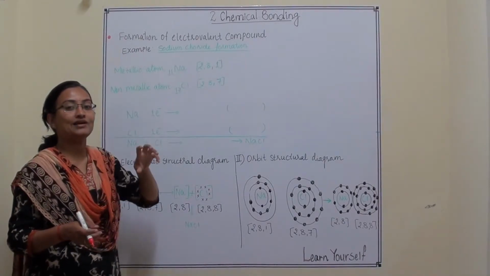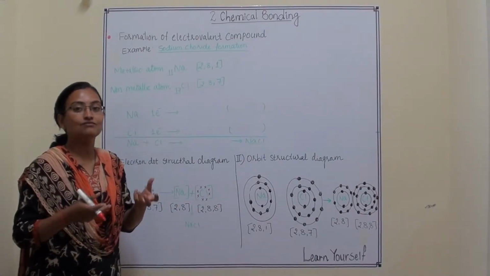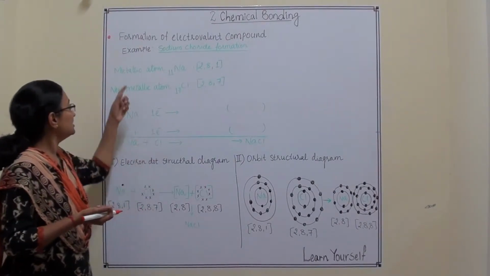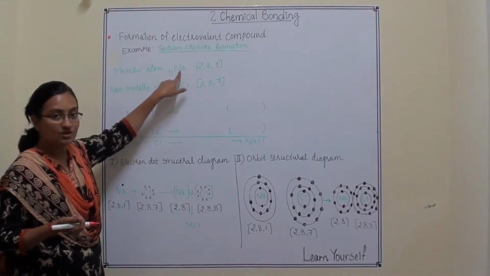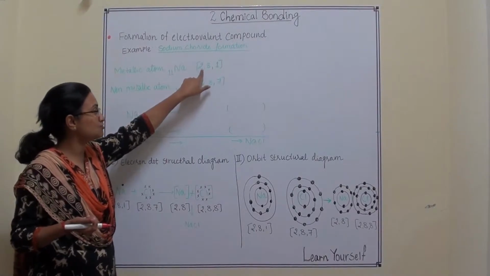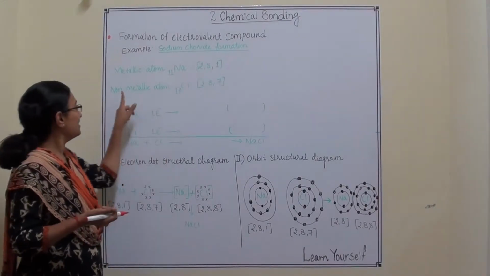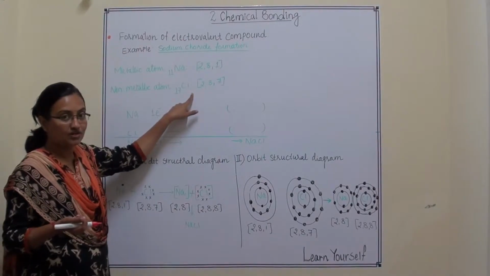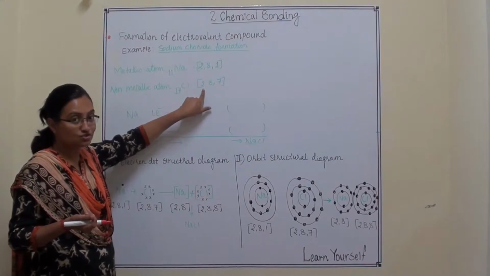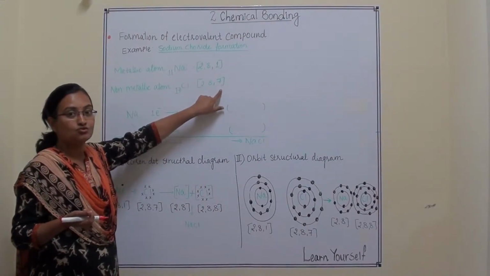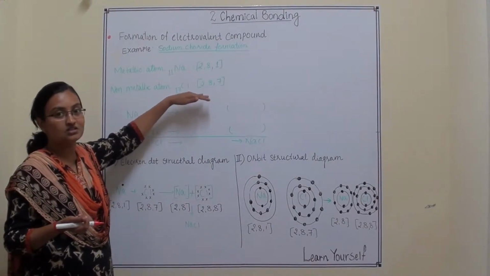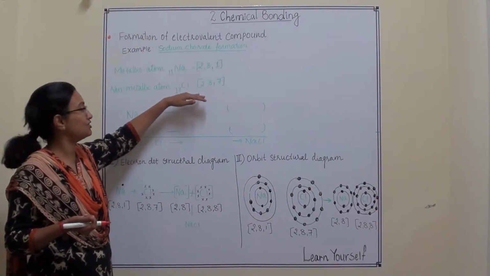When an electrovalent bond is forming, one atom will lose an electron and one atom will gain an electron. Here, the metallic atom is sodium, whose atomic number is 11. Its electronic configuration is 2, 8, 1. Whereas the non-metallic atom is chlorine, whose atomic number is 17 and electronic configuration is 2, 8, 7. To learn more about how to write electronic configuration, please see my video based on electronic configuration.